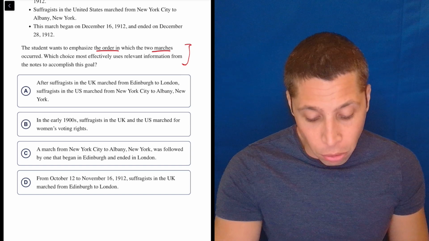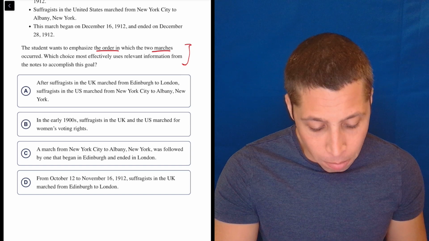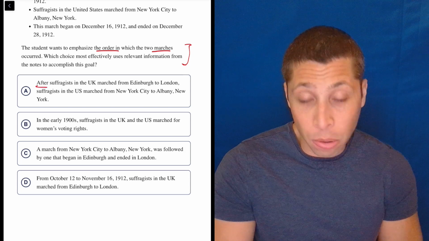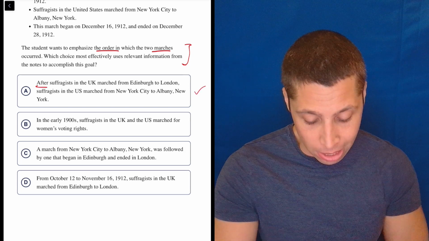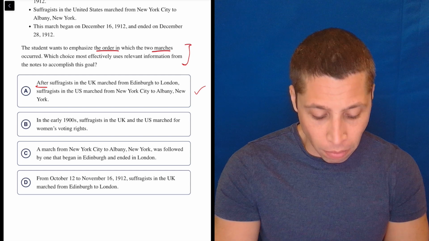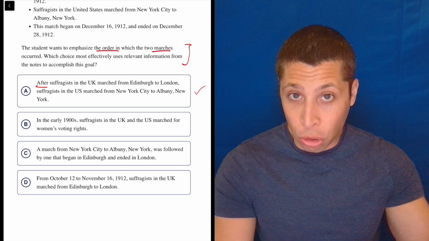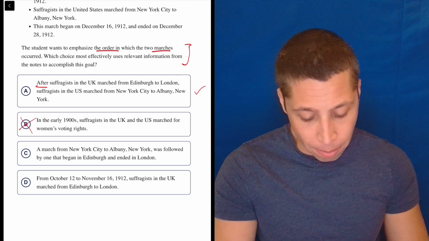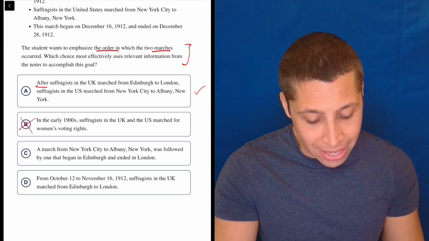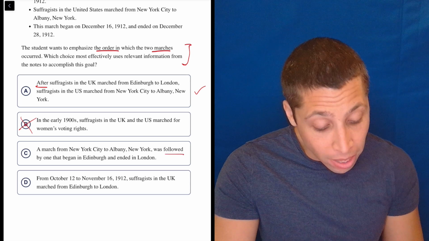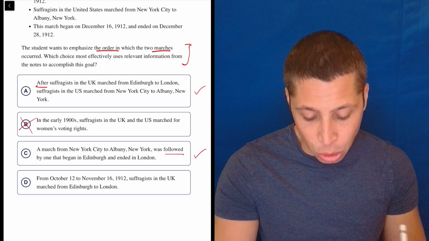So A, after suffragists in the UK marched from Edinburgh to London, suffragists in the US marched from New York City to Albany, New York. Well, "after" is a word that suggests an order, so that seems good, right? So this seems to do the job. Let's continue. B, in the early 1900s, suffragists in the UK and the US marched for women's voting rights, but what was the order, right? It doesn't answer that. C, a march from New York City to Albany, New York was followed by one that began in Edinburgh and ended in London. So that also talks about the order. So we've got a problem. We'll worry about that in a second, but already I've got two answer choices that work.